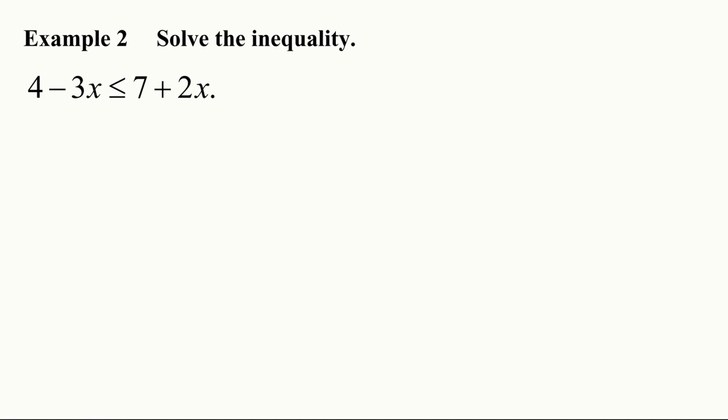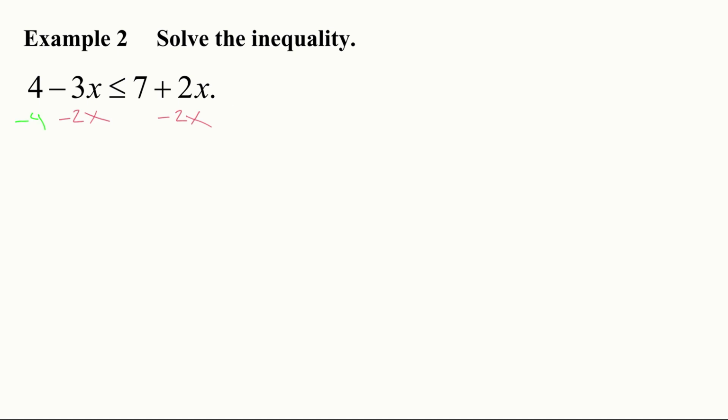Now, with this, you can see that we're going to want to get the x's on one side and the numbers on the other side. So I said always try to get your variables on the left side, right? So let's go ahead and move the 2x by subtracting 2x from both sides. And let's go ahead and move the 4 to the other side by subtracting 4 from both sides, right?